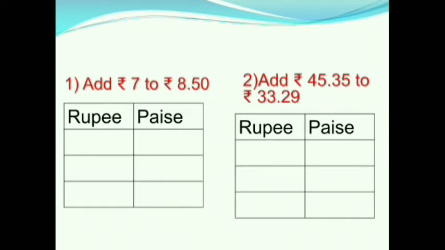Now we should add 7 rupees to 8 rupees 50 paise. First we should write rupees in the rupees column and paise in the paise column. First we should add paise. 0 plus 0, 0. 0 plus 5, 5. Next we should add rupees. 7 plus 8, 15. Therefore, 7 rupees and 8 rupees 50 paise is equal to 15 rupees 50 paise.